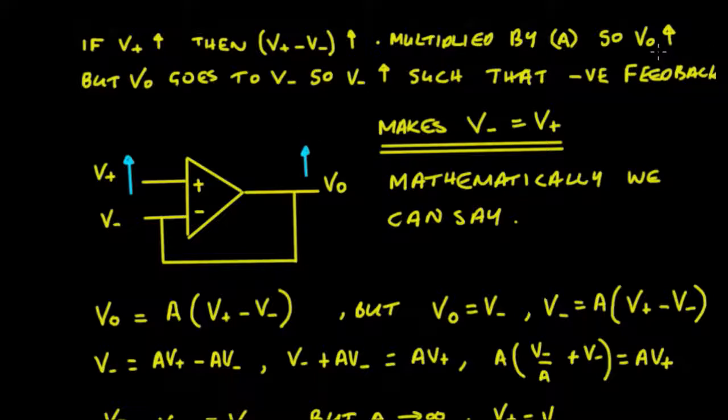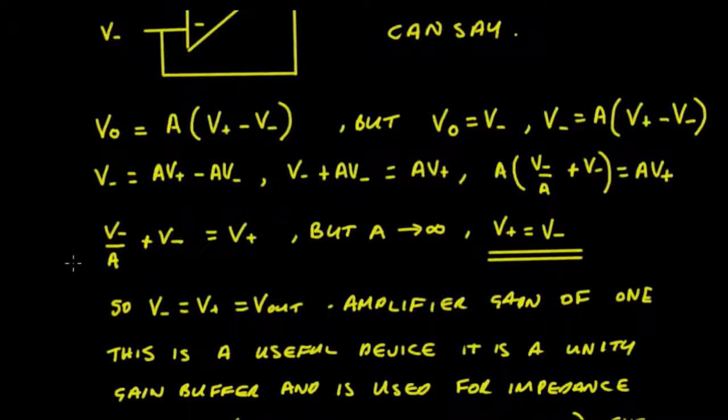But if the output voltage was to go up, the output's connected back to the V minus, so it means that the V minus would go up in such a way that with negative feedback it tends to make the V minus equal the V plus. So it tends to keep these two voltages the same. So that's one of the main points of using negative feedback. But that's just a kind of hand waving explanation. So here's an actual derivation.